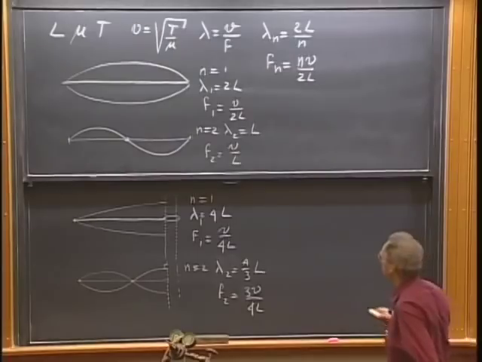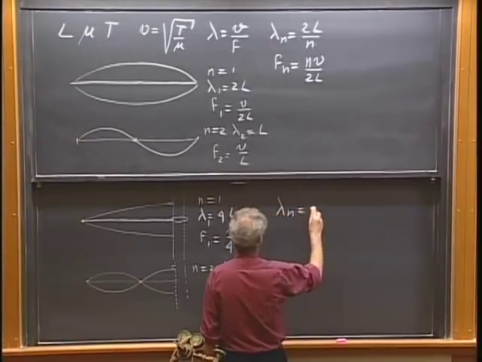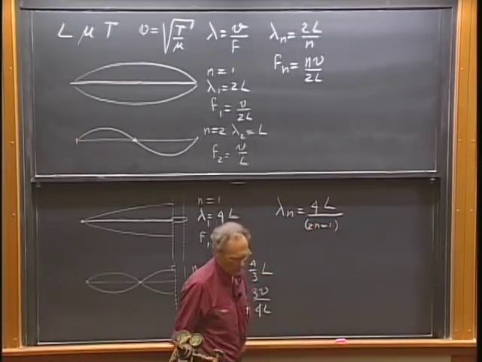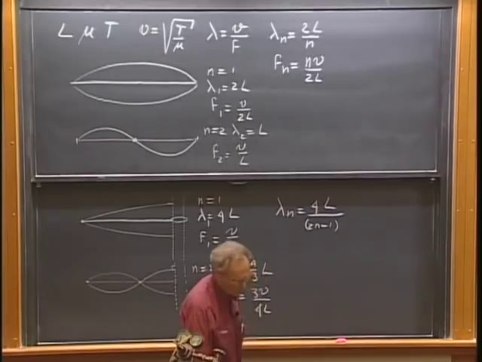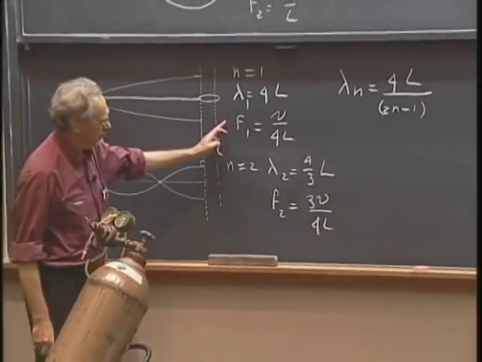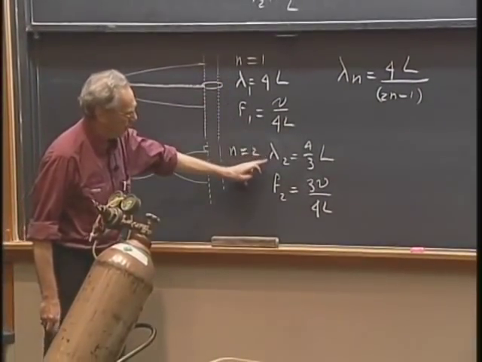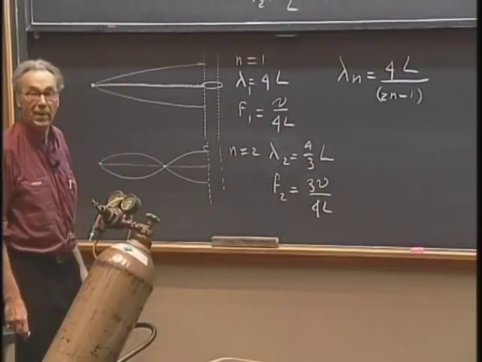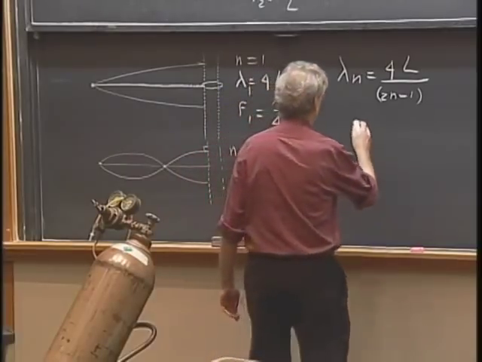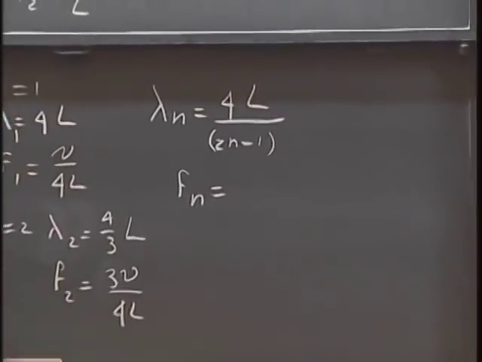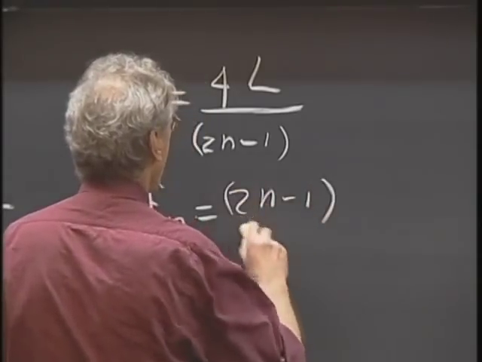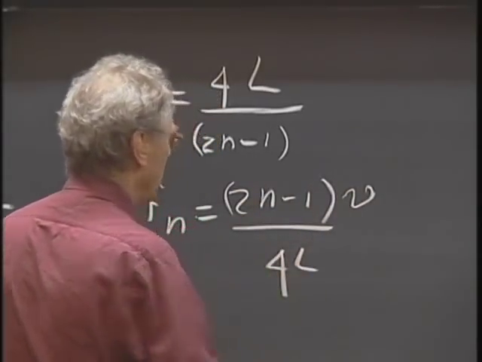We'll find then that lambda n is now 4L divided by (2n minus 1). And that changes the picture quite dramatically, because if you go from lambda 1 to lambda 2, it changes not by a factor of 2, but by a factor of 3. And so the frequency in the nth mode, which is the velocity divided by lambda n, is (2n minus 1) times the velocity divided by 4L.